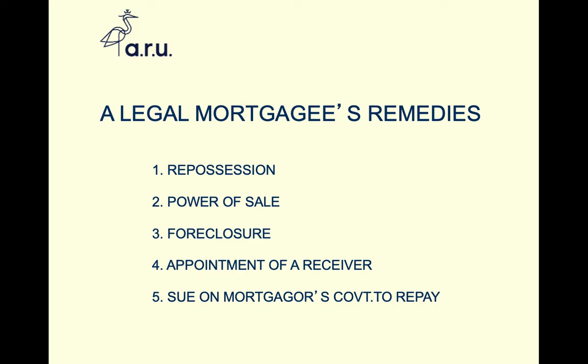The first one being quite key in terms of securing an empty property in order to then sell it. So the power of sale is usually very difficult to exercise if you still have your mortgagors present on the property, and it also makes life incredibly uncomfortable. So the first step for a mortgagee where there's been some sort of failure in the covenant to repay will be to secure an empty property. So that's where repossession would start.